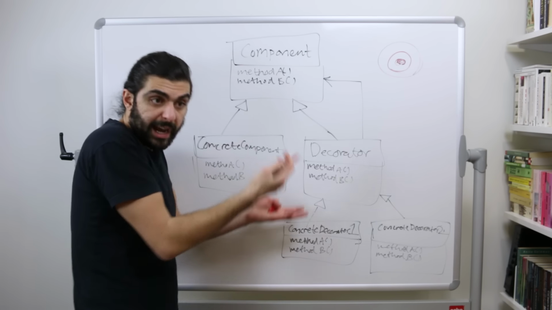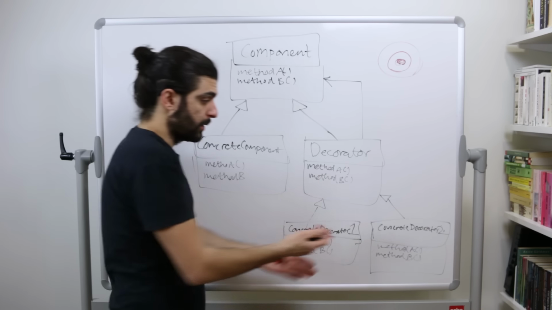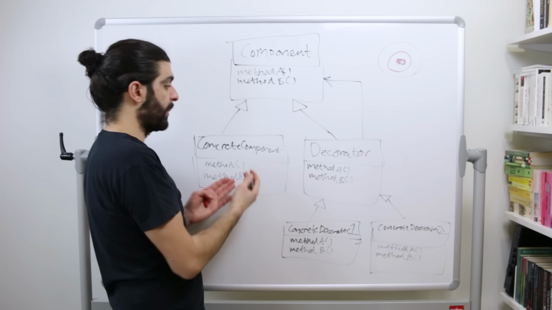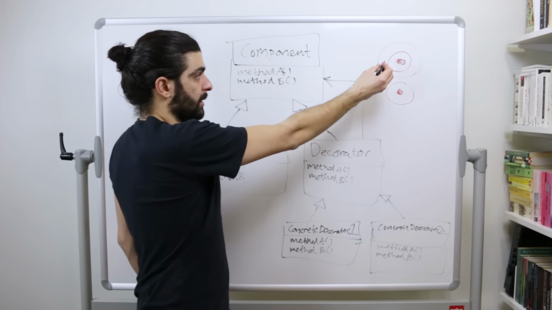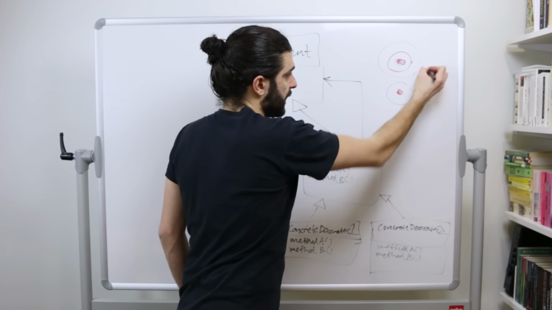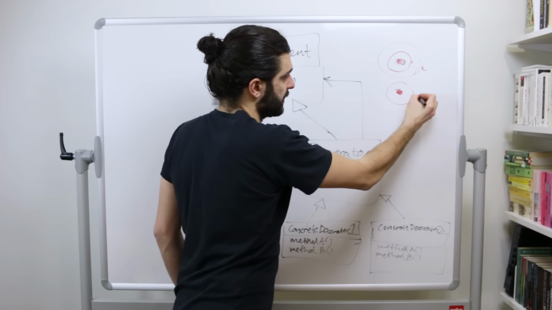And of course, you wouldn't have to do that because that's the power of the decorator pattern. You could instantiate the concrete decorator 2 and pass it the concrete component. So you would have something like that. So maybe this is the concrete component and this is decorator 1 and this is decorator 2, and this is the concrete component and this is decorator 2.